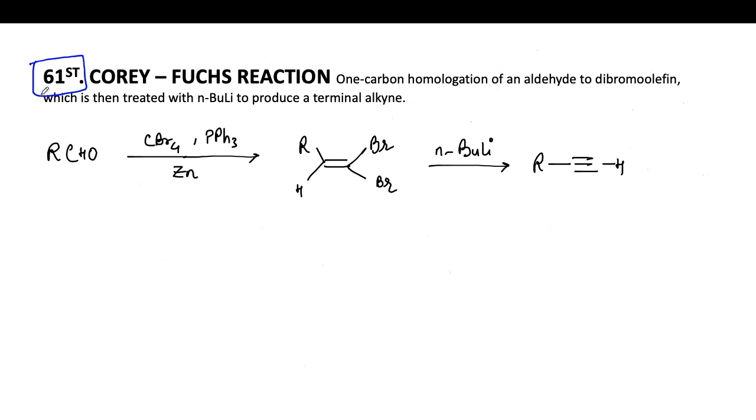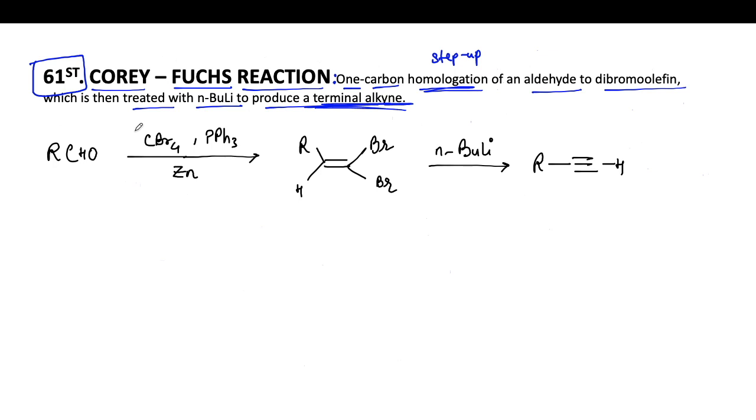61st name reaction is your Corey-Fuchs reaction, and it's a very important one and very similar to Appel reaction. You are getting this reaction a lot in your previous year questions. Now it's a very simple one. One carbon homologation, that is your step up reaction of an aldehyde to a dibromo olefin, which is then treated by n-butyl lithium to produce a terminal alkyne. Okay, let's see what is happening. You are just adding one more carbon over here in the reaction.